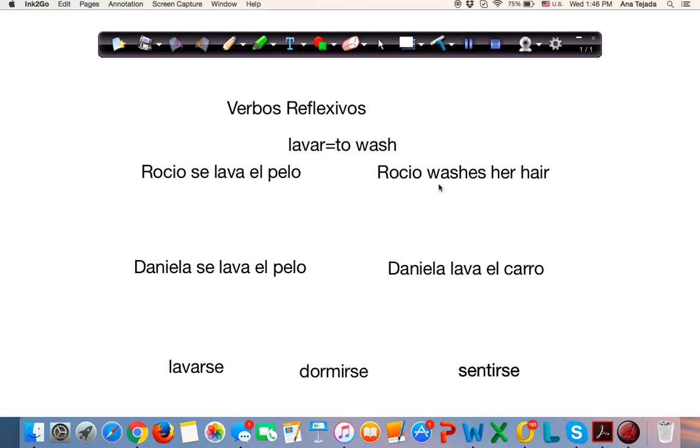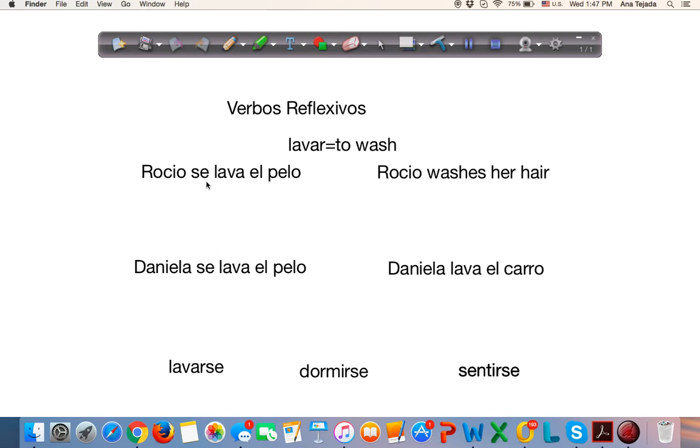So let's look at the examples to be a little more clear. We're going to be working with the verb lavar, which means to wash, and the word pelo, hair. The first example says, Rocío se lava el pelo. Lava, like you can see, is conjugated according to our subject, Rocío. And it's also accompanied by the pronoun se. Why is this? The se is the reflexive part of the verb.